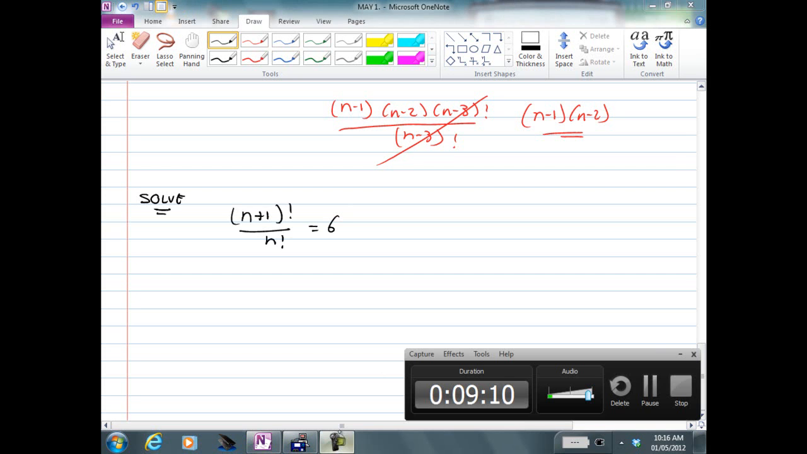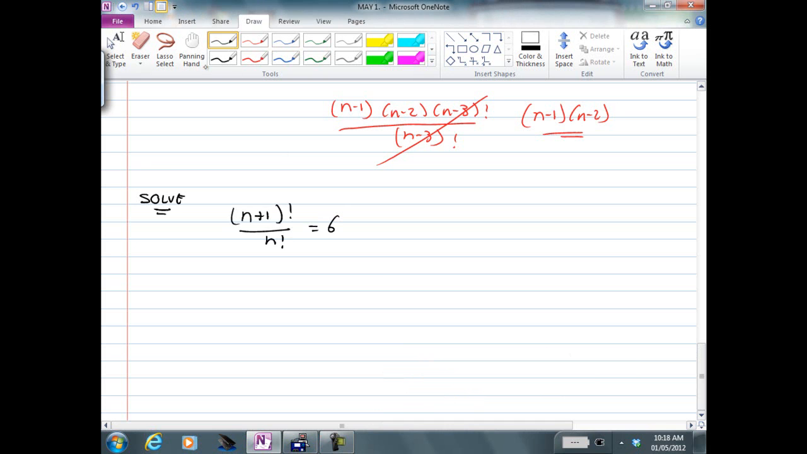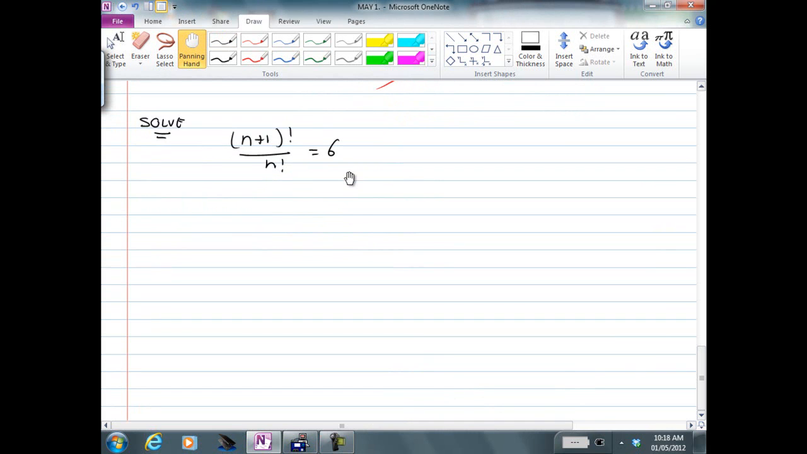I'll give you a hint. Simplify. If I did this correctly, things will cancel nicely. Key: simplify first. A lot of people don't simplify and they make errors. I have n plus 1 factorial. I'm going to rewrite this as n plus 1 times n factorial over n factorial equals 6. You should be able to see where I got the n factorial from. It cancels out very nicely now. n plus 1 equals 6. n equals 5. That's how you do it.